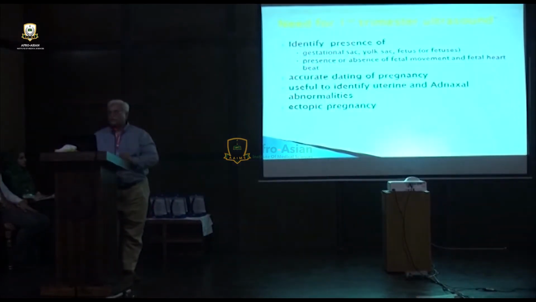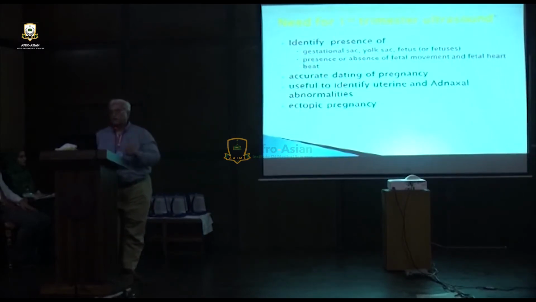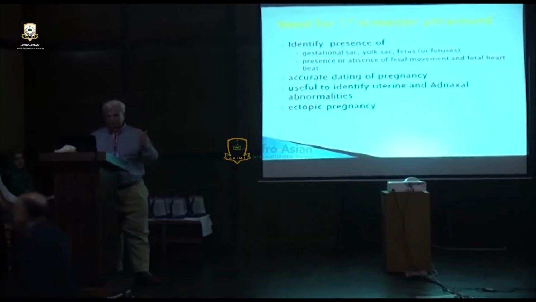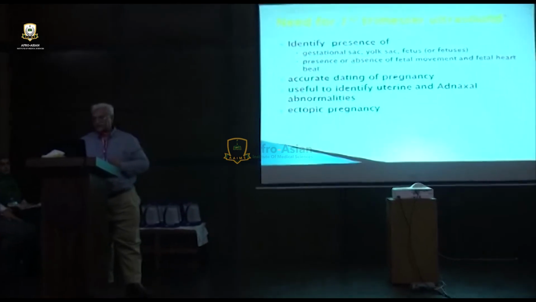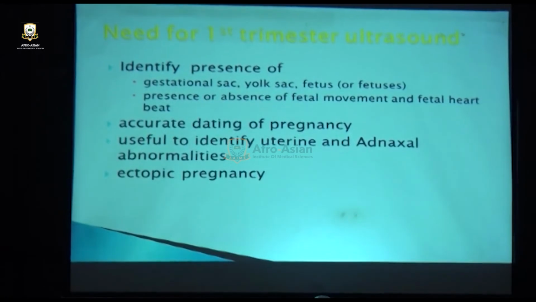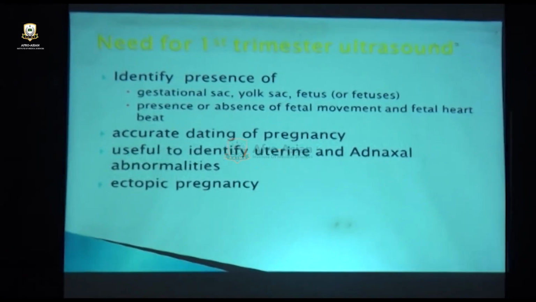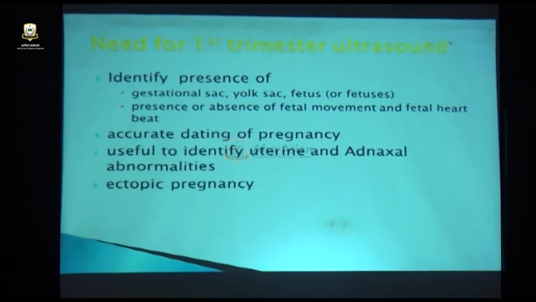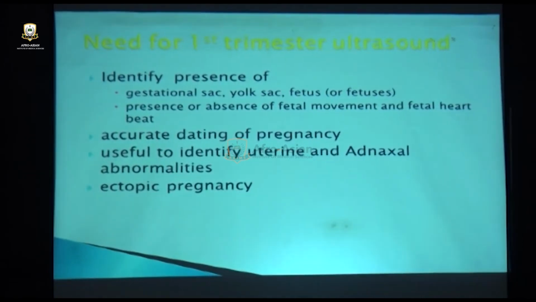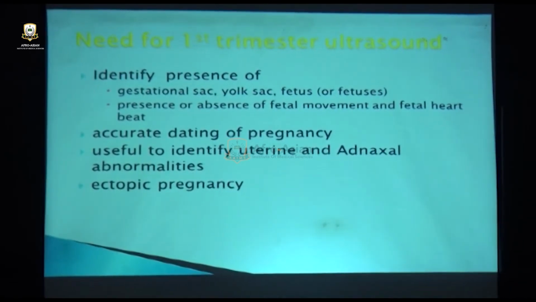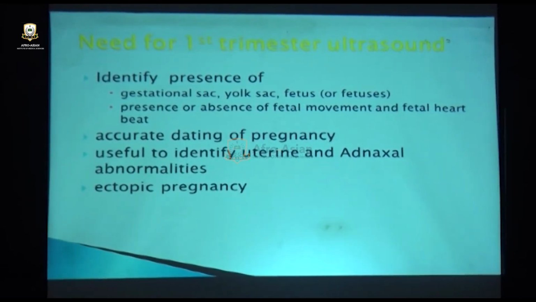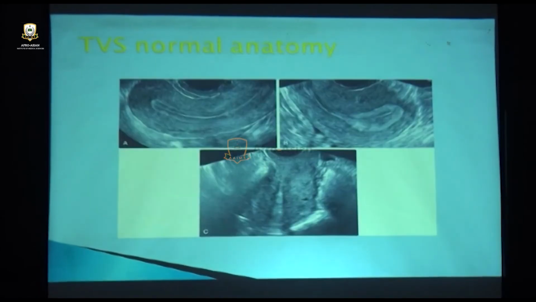What is the need for first trimester ultrasound? It is to identify presence of, number one, gestational sac. If there is a gestational sac, is there a yolk sac in it? And if there is a fetus, or there are more than one fetuses, presence or absence of fetal movement and fetal heartbeat. Similarly, there can be accuracy in the dating of pregnancy. It is useful to identify uterine and adnexal abnormalities and ectopic pregnancy. So this is the need for first trimester ultrasound.